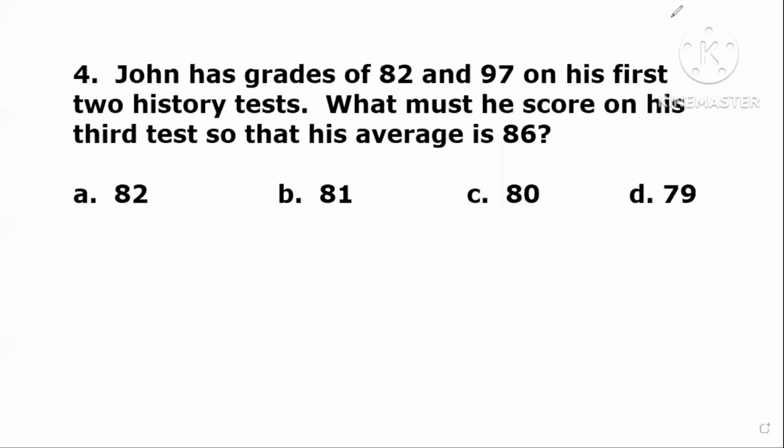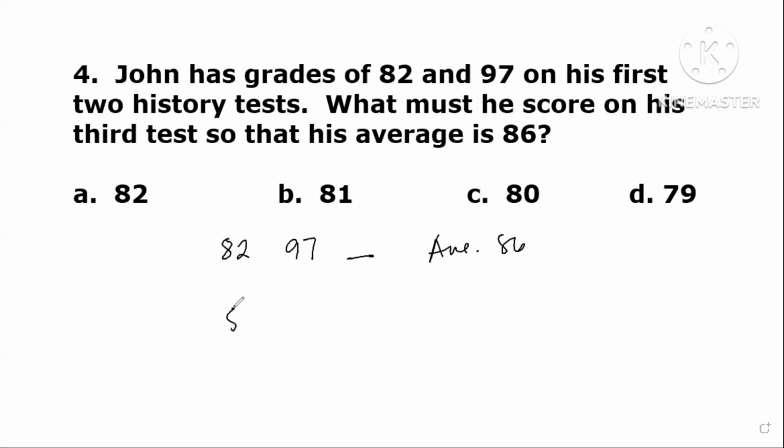Okay, problem number 4. John has grades of 82 and 97 on his first 2 history tests. What must he score on his third test so that his average is 86? So dito, ituturo ko sa inyo yung shortcut, no? Kasi time pressure tayo, dapat for every problem, you must answer that in less than 1 minute, no? Kundi, kakapusin kayo sa oras. So given tayo ng 82, 97, ano daw yung third score para umaverage ka ng 86, okay?